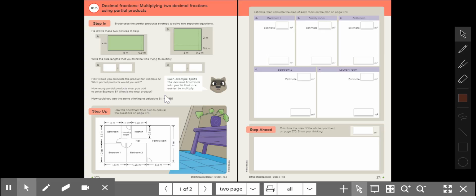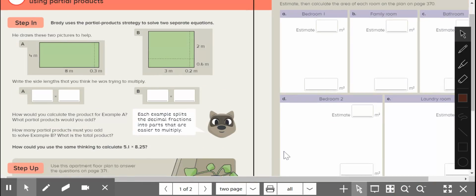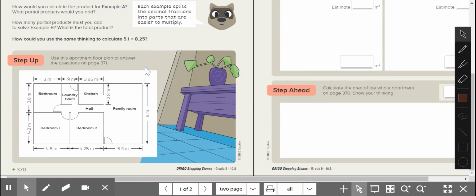As this is a continuation video of lesson 10.5, we're going to now start looking into our step up portion of the lesson. I'll need you to take a look at the bottom of page 370. If you don't already have your book out, please pause the video, get your book out, and open it to page 371. The information on the bottom of page 370 is a diagram of a house. This house has a family room, a kitchen, laundry room, bathroom, bedroom 1, and bedroom 2.